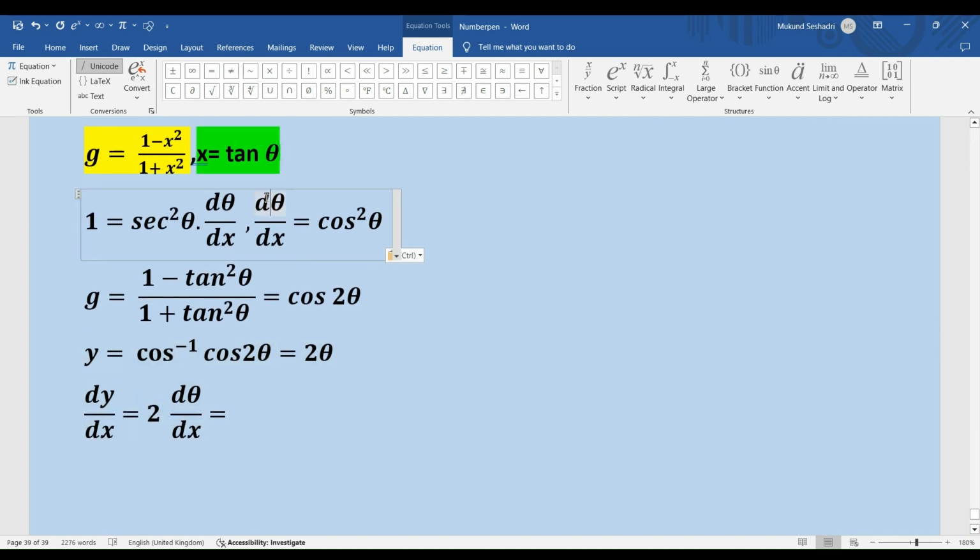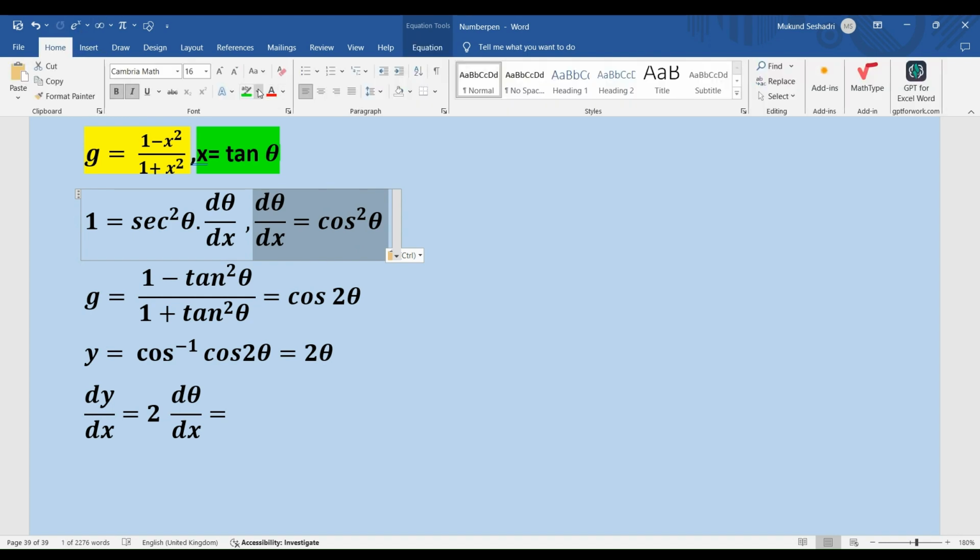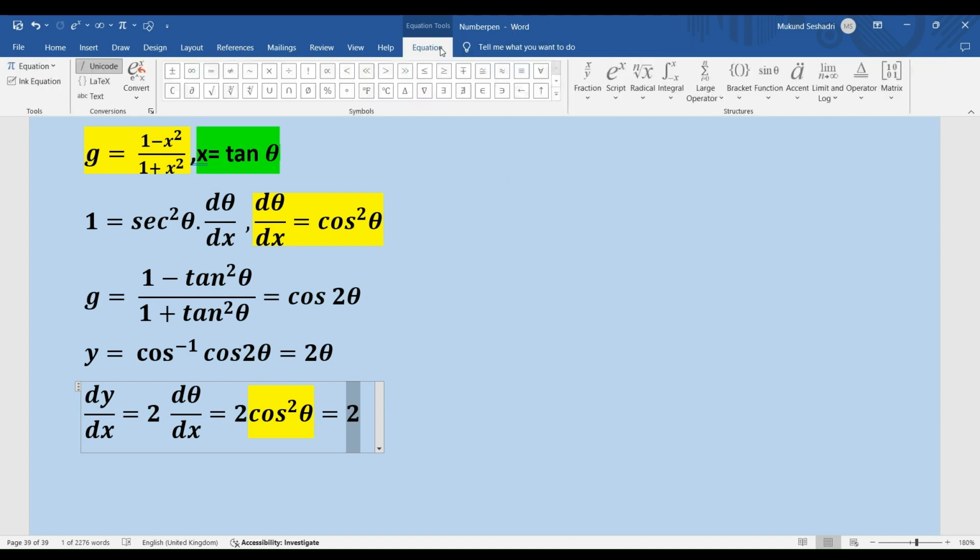So I use this particular d theta by dx. Let me highlight it in a different color, say yellow. And my dy by dx is nothing but 2 times d theta by dx, which means I have this as 2 cos square theta, and I know that my final answer has to be in the form of x. So my 2 cos square theta is nothing but 2 divided by secant square theta. Let's write that out.